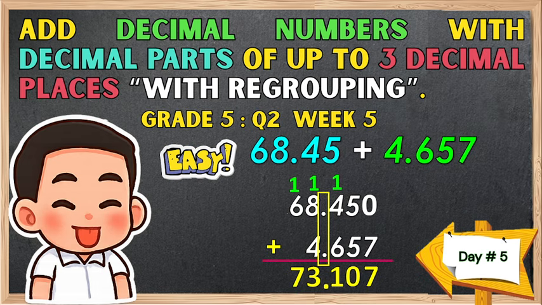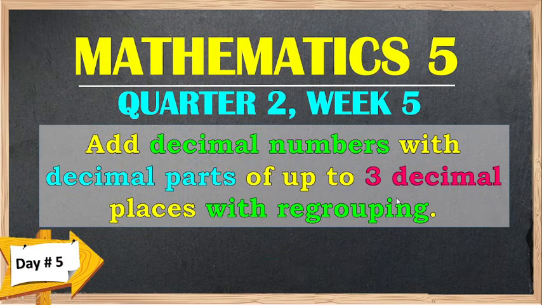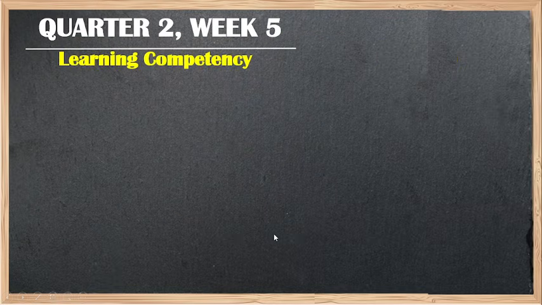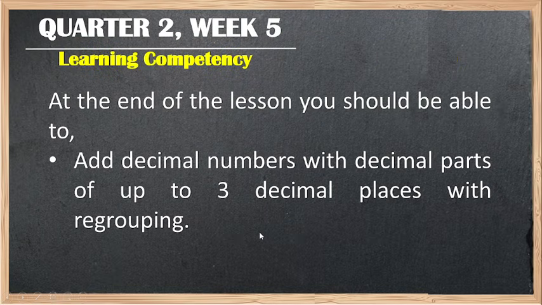Let's go. So today, we will discuss the quarter 2 week number 5, day number 5. Add decimal numbers with decimal parts up to 3 decimal places with regrouping. Again, with regrouping. At the end of the lesson, you should be able to add decimal numbers with decimal parts up to 3 decimal places with regrouping.